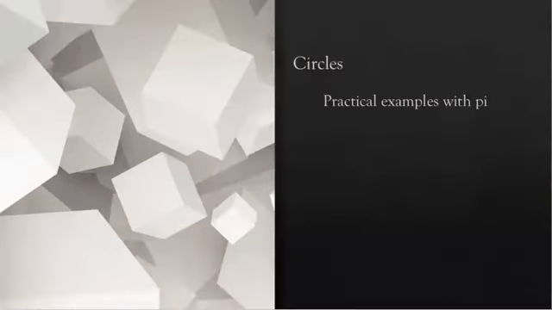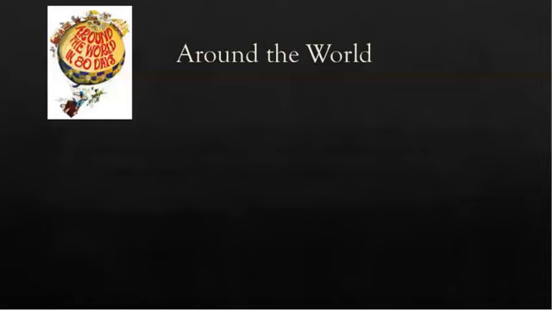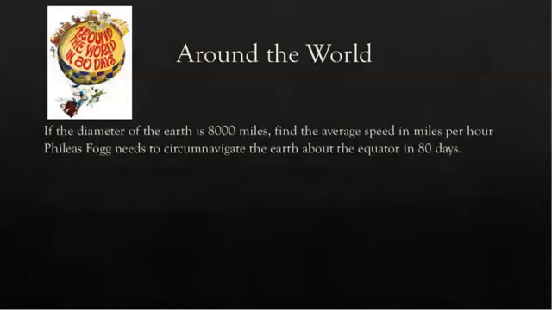Today we will be looking at practical examples with circumference and pi within our circles chapter. The first problem is around the world. If the diameter of the Earth is 8,000 miles, find the average speed in miles per hour that Phileas Fogg needs to circumnavigate the Earth about the equator in 80 days. Remember this book, he was challenged to circle the world in 80 days. How fast would he have to go to do that?